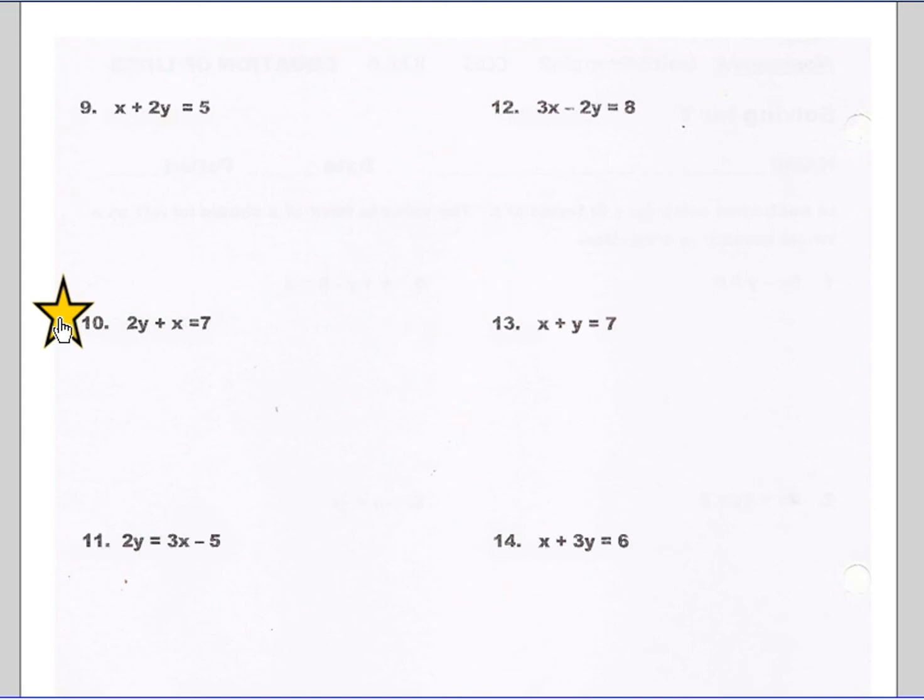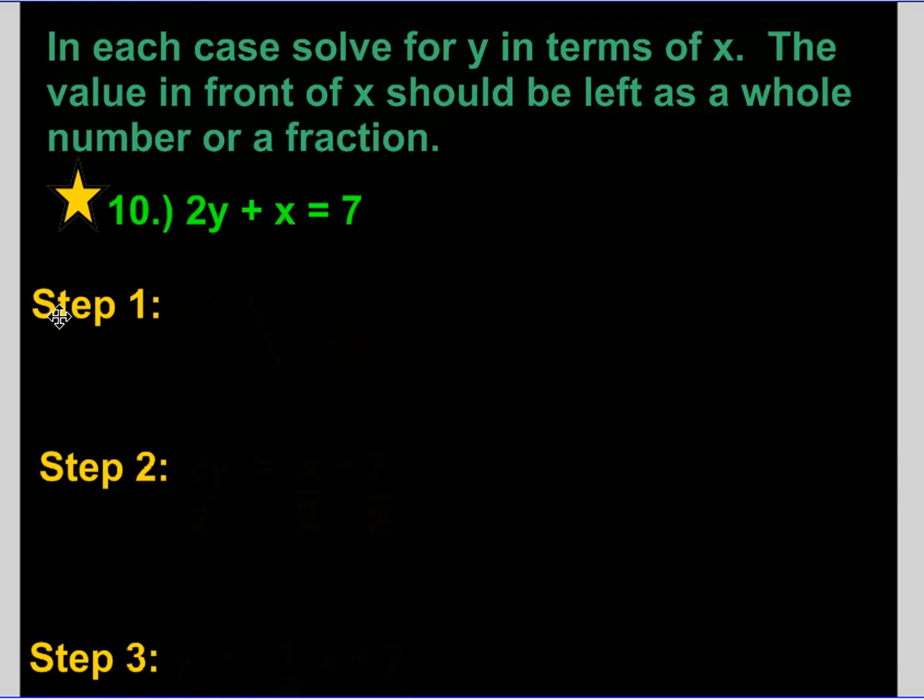And the last problem we have is number 10. 2y plus x equals 7. Copy the problem down. In order to isolate the y, we'll start by getting rid of the x's. Have to do it to each side. But again, we can't subtract x from 7. So both of those are going to come down. Negative x and 7. And we have our 2y.